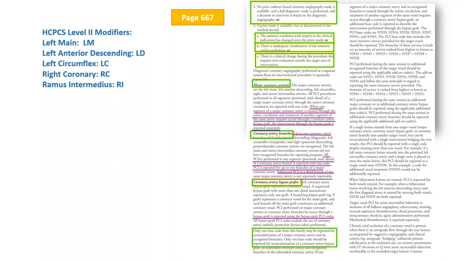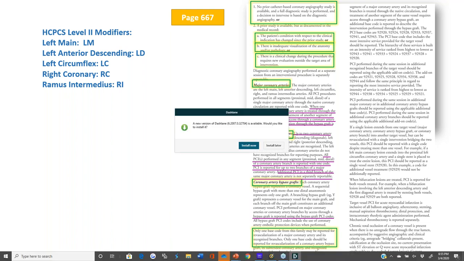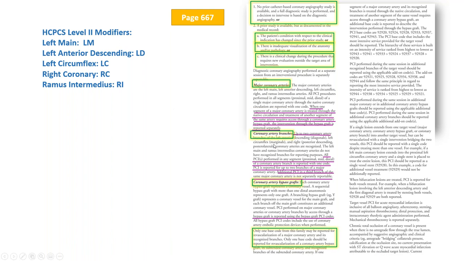Now, only one base code from this family can be reported for the revascularization of a major coronary artery, and its recognized branches. So only one base code should be reported for revascularization of a coronary artery bypass graft, its subtended coronary artery, and the recognized branches of the subtended coronary artery. If a segment of a major coronary artery and its recognized branches are treated through the native circulation, and then there's treatment of another segment through a coronary artery bypass graft, you can use an additional base code and report that. So they differentiate between native vessels and grafted vessels, and they can be separately coded.